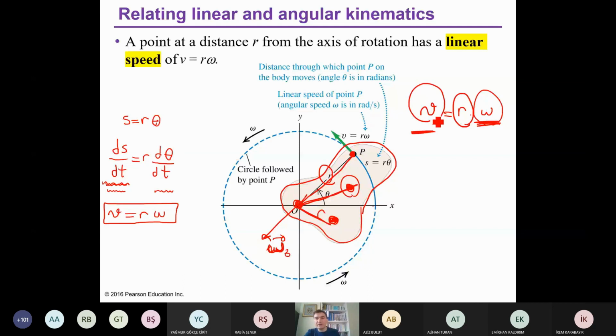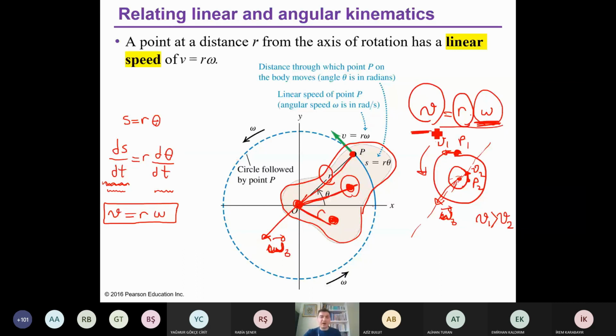For example, you consider wheel, okay? And here you have position 1, here you have position 2, and let's consider this is the rotation axis, okay? This object is rotating around this axis, let's say. So it has certain, let's say it is the direction of the rotation. Let's say this is the omega z, okay? And what about the V1? What about the V2? Linear speed of point 1 and linear speed of point 2. So linear speed of point 1 is bigger than linear speed of point 2 due to this relation, okay? So you will have such problems later on.